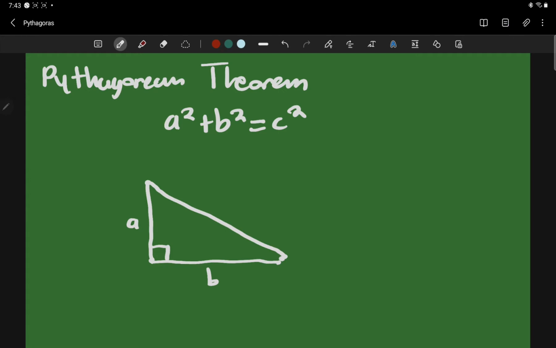I'll put on my pointer. So you can see this side right here is a leg with side lengths A and B. It states that if you square each one of these lengths and add them together, you get the length of this C part all squared. The C part is what we call the hypotenuse because it's opposite of this right angle. So A squared, the length of A squared, plus the length of B squared is equal to C squared.